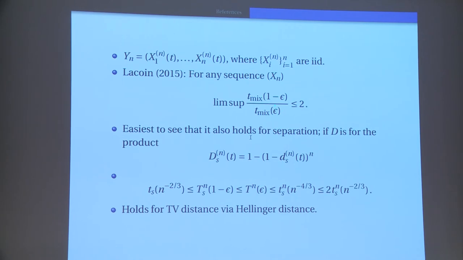So this is true, but maybe it's better to think of it in this notation, where epsilon should be close to 1. But anyway, this is true for any choice of epsilon. And he first proved it for separation, and then it's true also for total variation via the Hellinger distance. So the example that shows that this 2 is sharp, so the 2 cannot be improved, is actually a variant of the Aldous counterexample, and I'm not going to give the details on that.